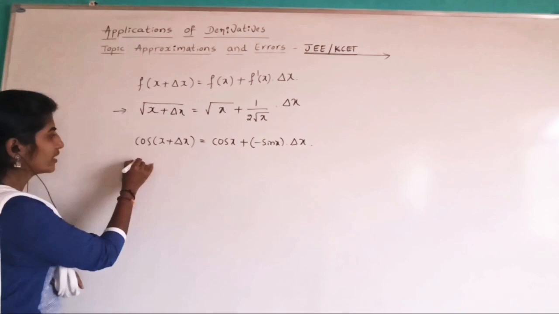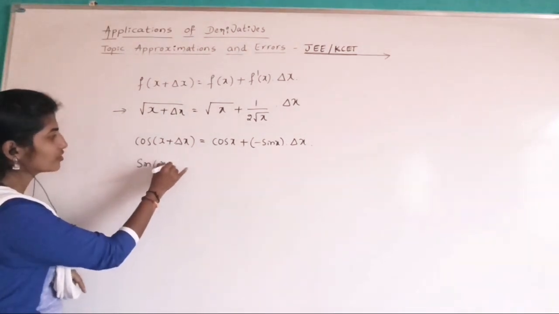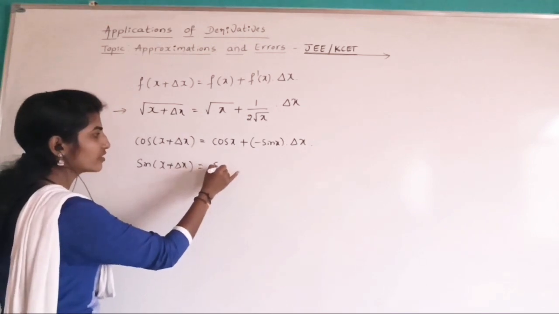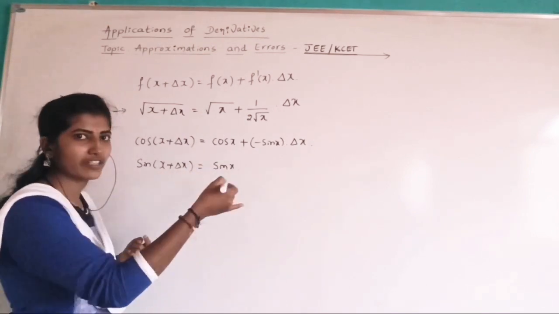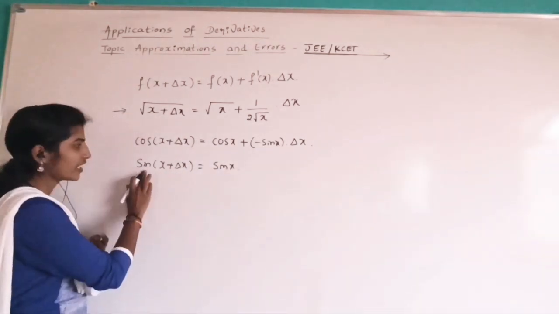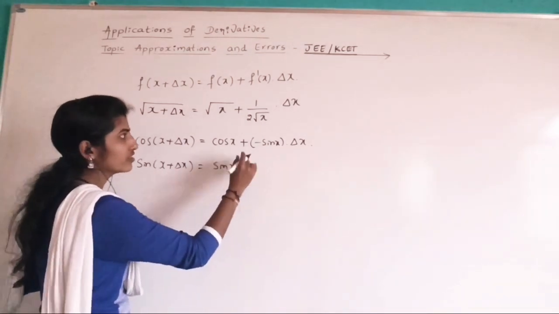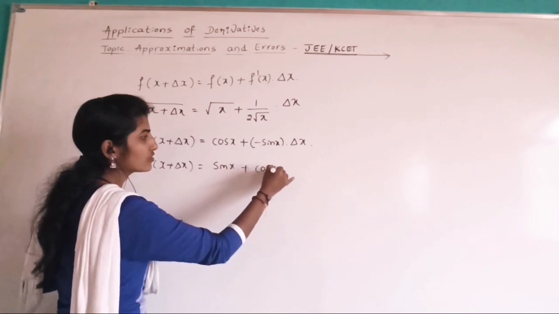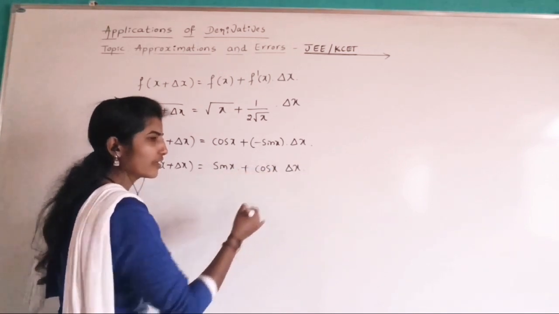If I write sin of (x plus delta x), that can be given by what? Simple. These are the tricks I am going to tell you, directly you can hit and run in that manner. Sin x is my function and its derivative is f dash of x, that is cos x into delta x.